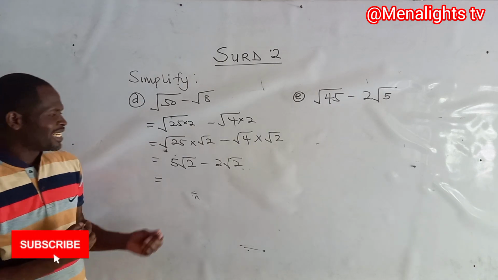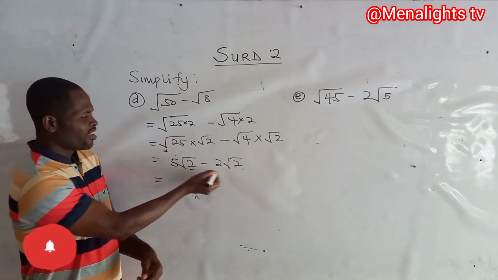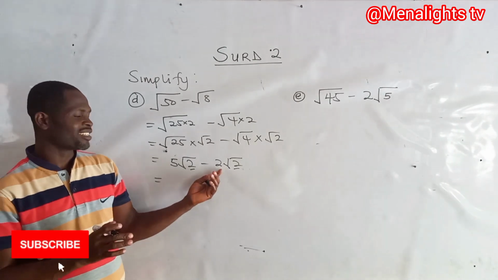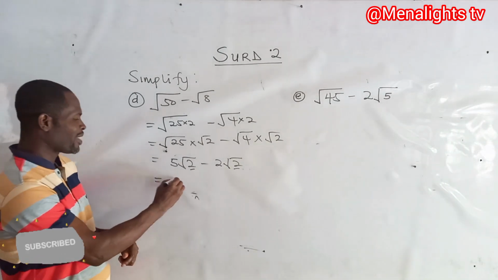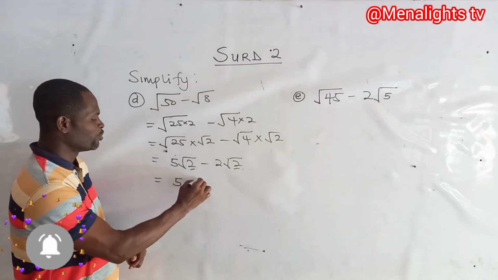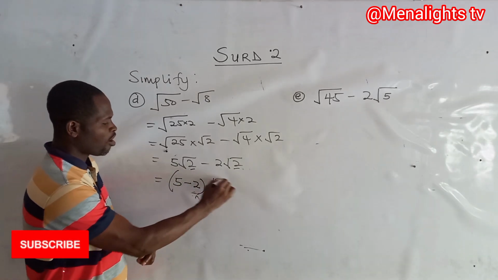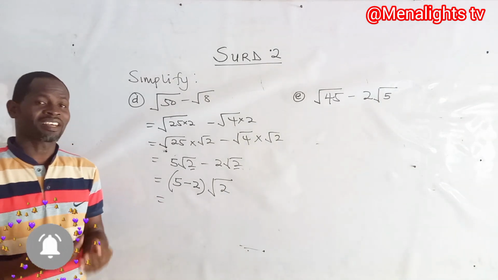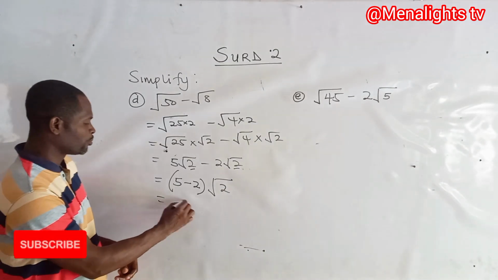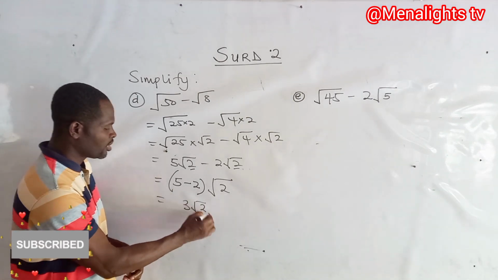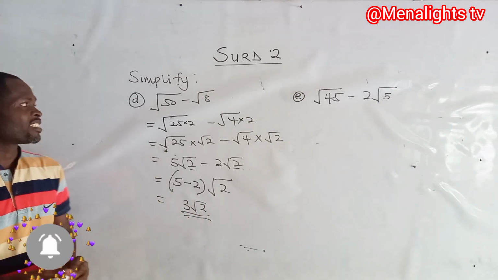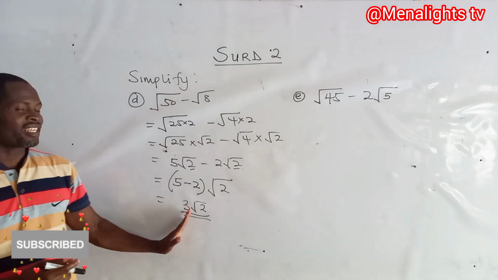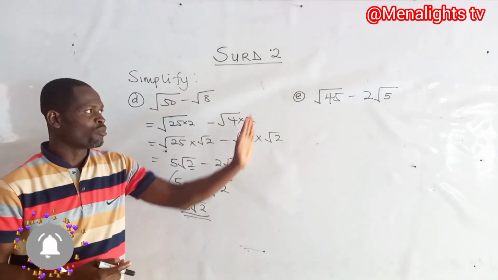So now, since the numbers under the square root are the same, we can subtract the ones that are outside. So we have the 5 minus 2 root 2. So 5 minus 2 will give us 3 root 2. So, which means that root of 50 minus the root of 8 is the same as 3 root 2. Now we move to the next one.